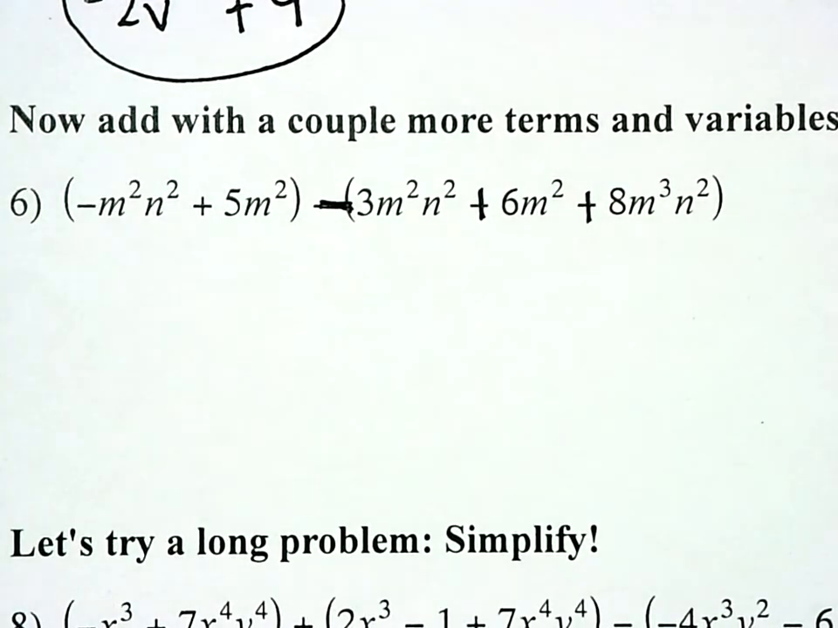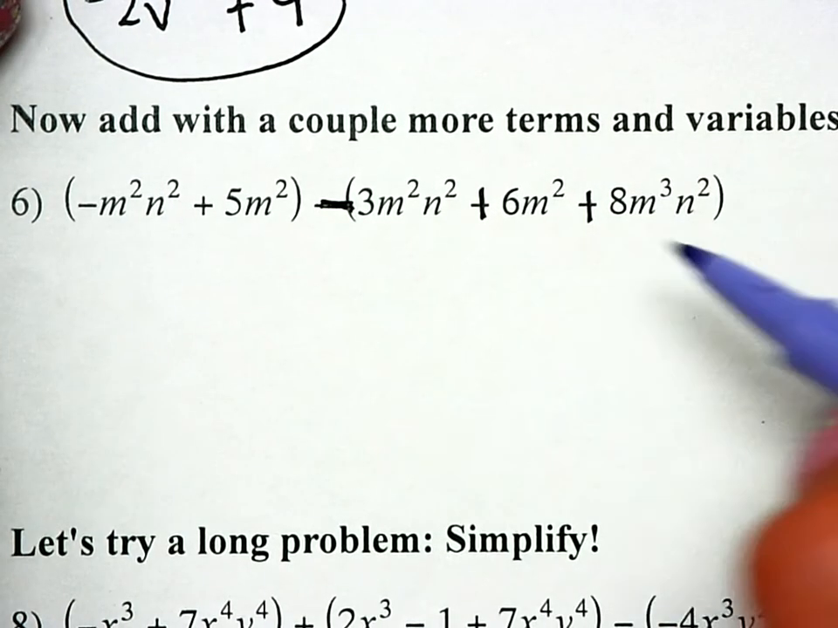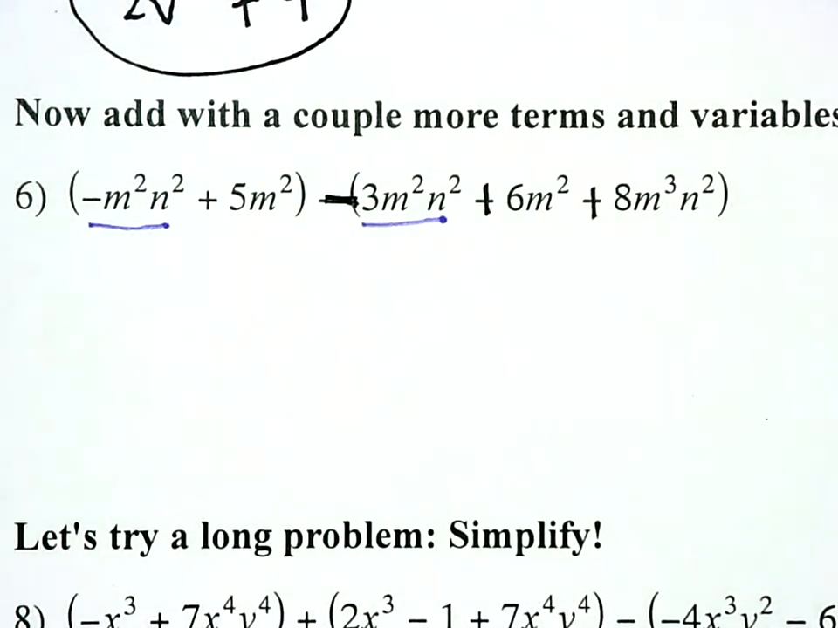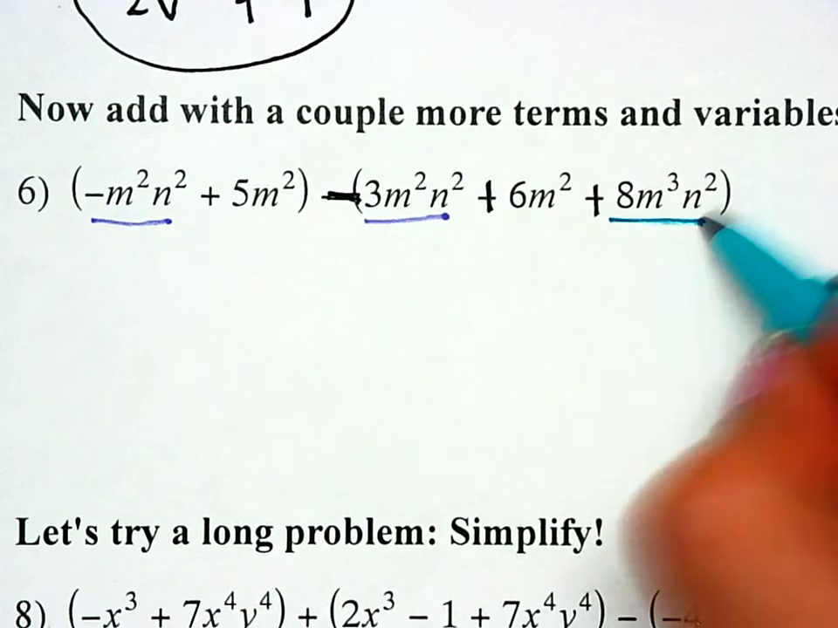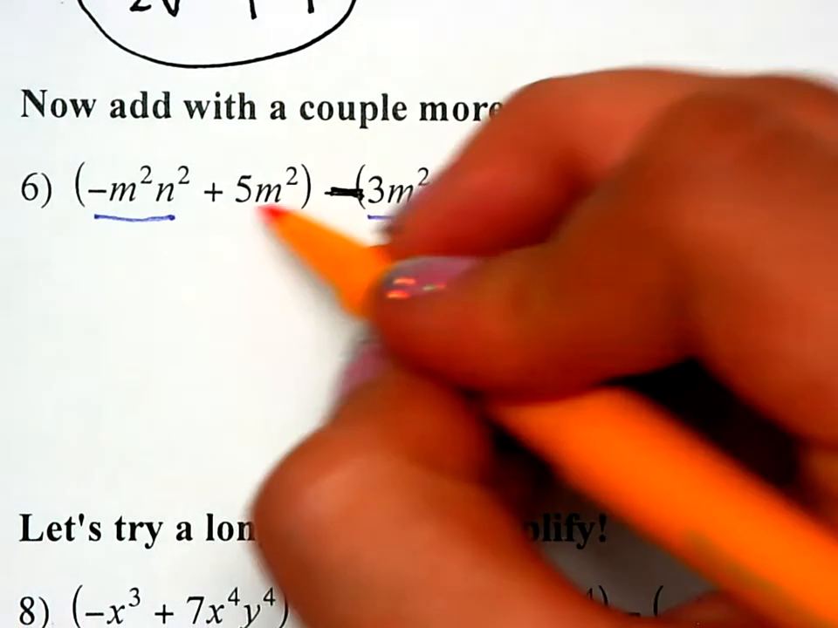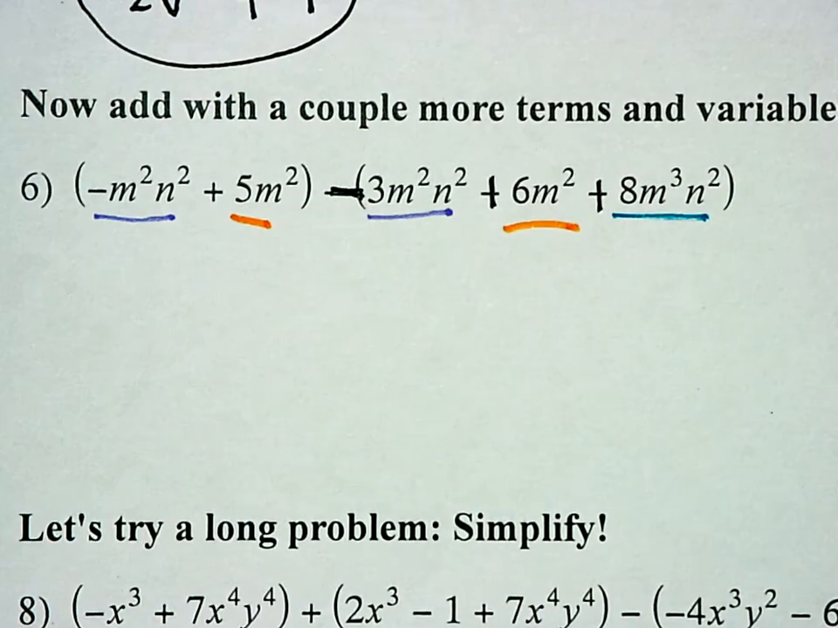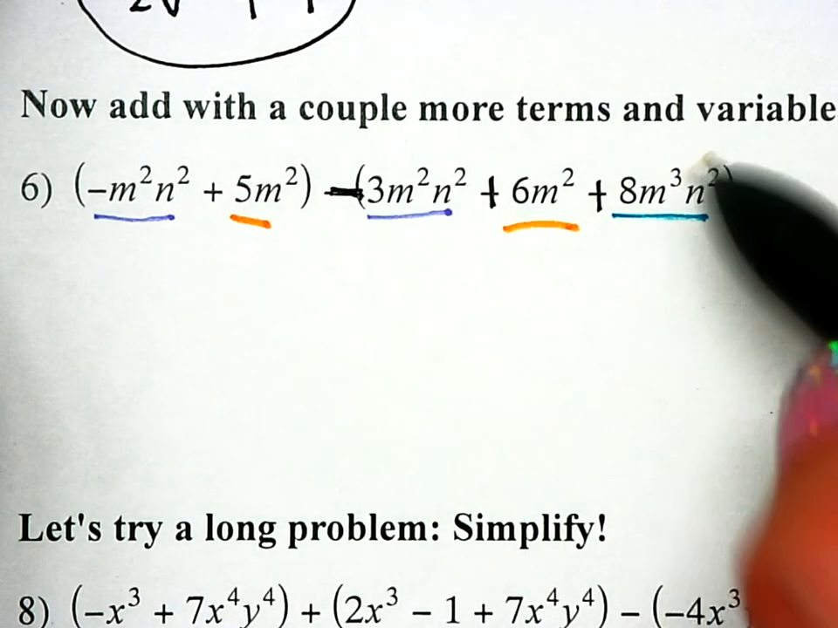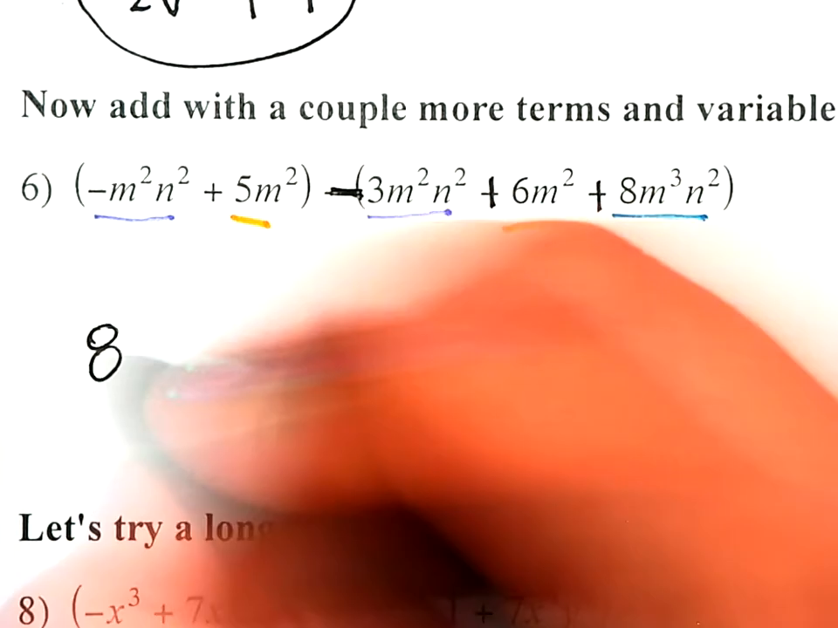So I'm going to go through and see what kind of terms I have. Looks like I have some m squared n squareds. I have one with m to the third, and then I also have these terms with just m squared. So now I can see clearly with colors which terms I am adding together. I know this term's going to go first because I have that m to the third, so I'm going to write that one first. I'm not adding it to anything.